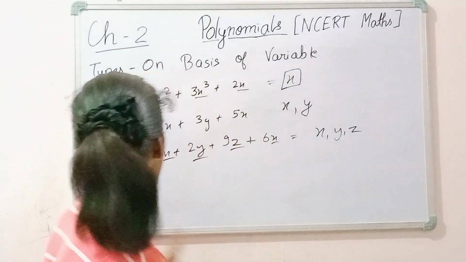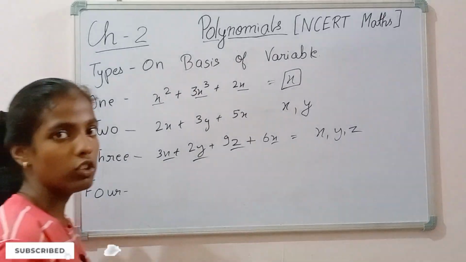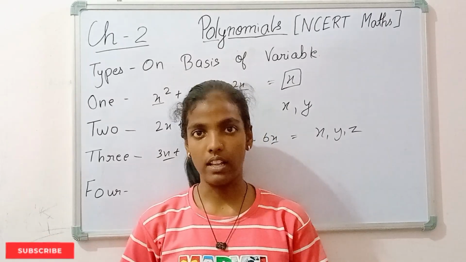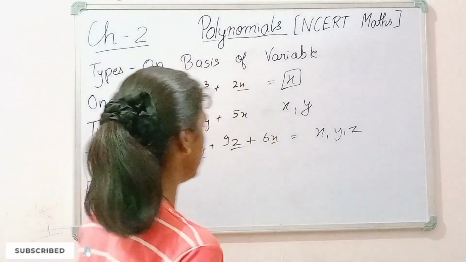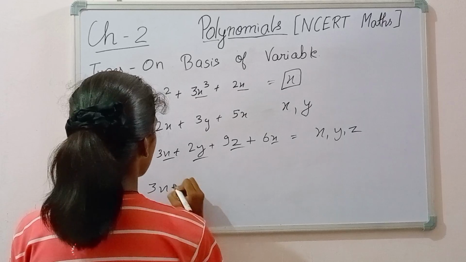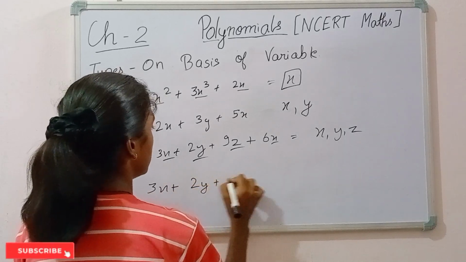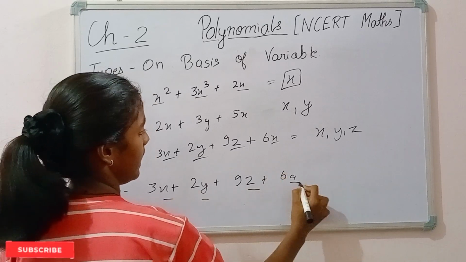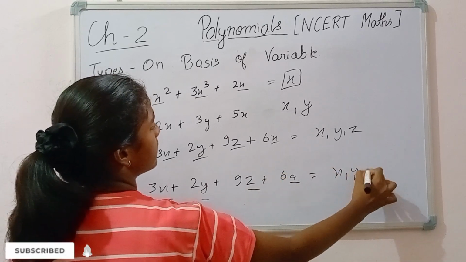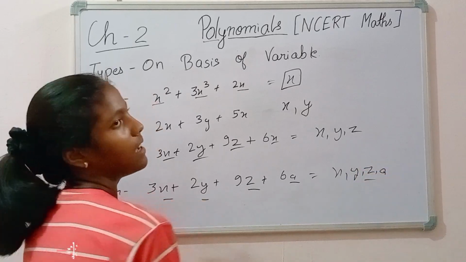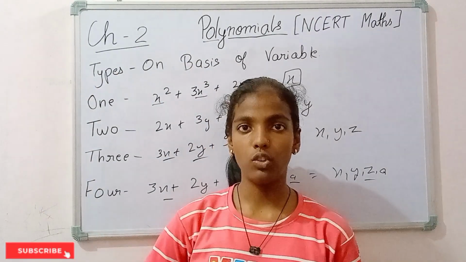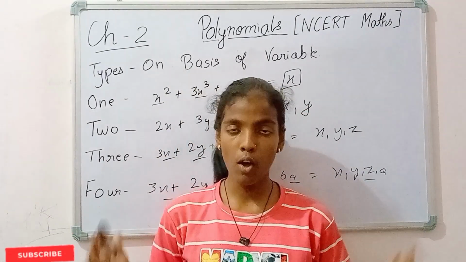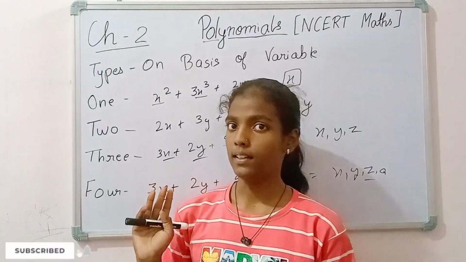The next one is polynomial in 4 variables. Polynomial in 4 variables means that it has 4 alphabets or 4 variables. For example, 3x plus 2y plus 9z plus 6a. So x, y, z, a. We get x, y, z, a. These are the examples of polynomial in 4 variables. I hope that you all have understood about types of polynomial on the basis of variables.